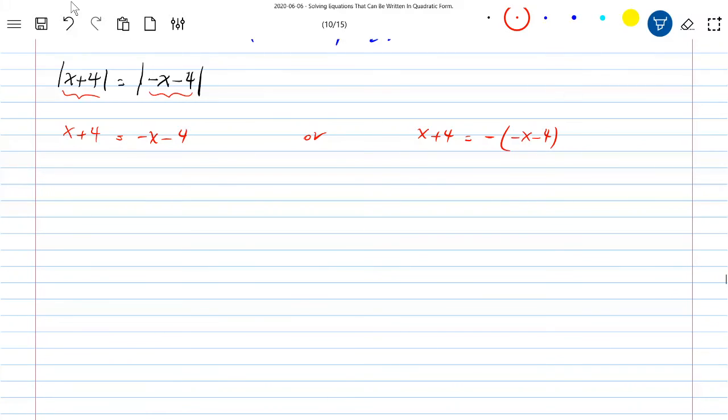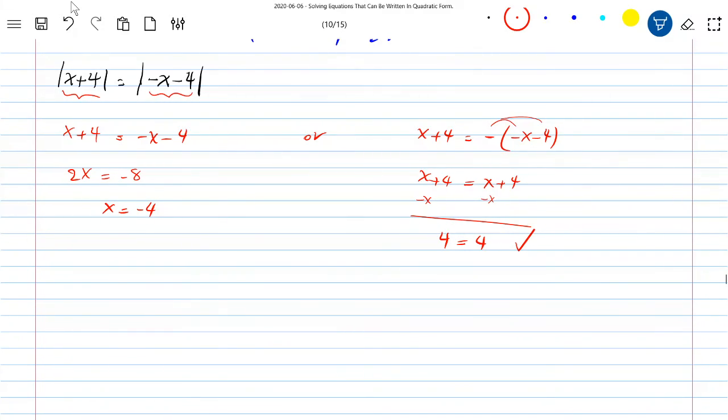Left hand side, the left equation is x plus 4 equals negative x minus 4. Add x and divide, you'll get 2x equals minus 8, x equals negative 4. And right hand side, you'll get x plus 4. If you distribute this negative sign, what you get is x plus 4. If you subtract x from both sides, what you get is 4 equal to 4. Here's an important part. You have a true statement. It doesn't depend on x.